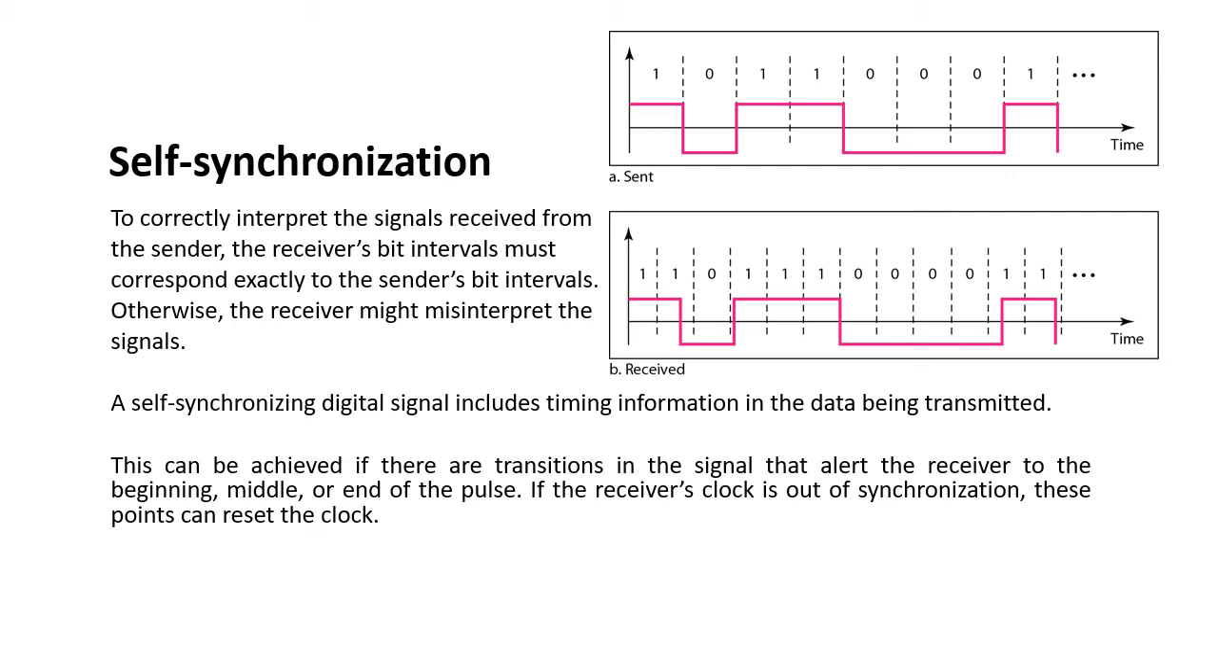A self-synchronizing digital signal includes timing information in the data being transmitted. This can be achieved if there are transitions in the signal that alert the receiver to the beginning, middle, or end of the pulse. If you remember, just now we saw c equals 1/2, and if the receiver's clock is out of synchronization, these points can reset the clock.